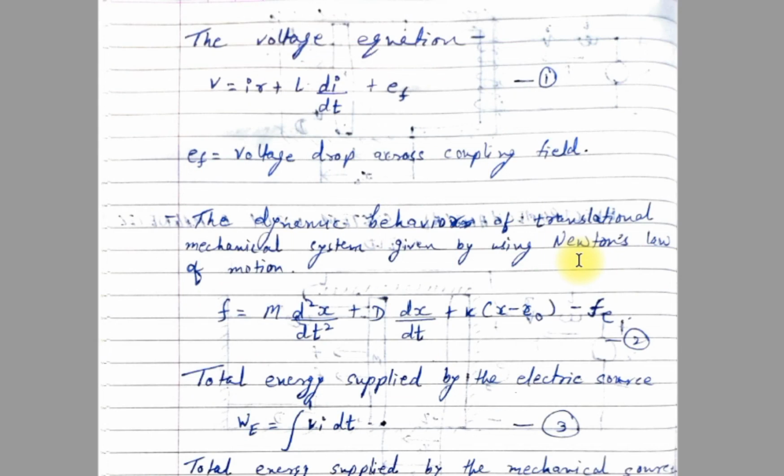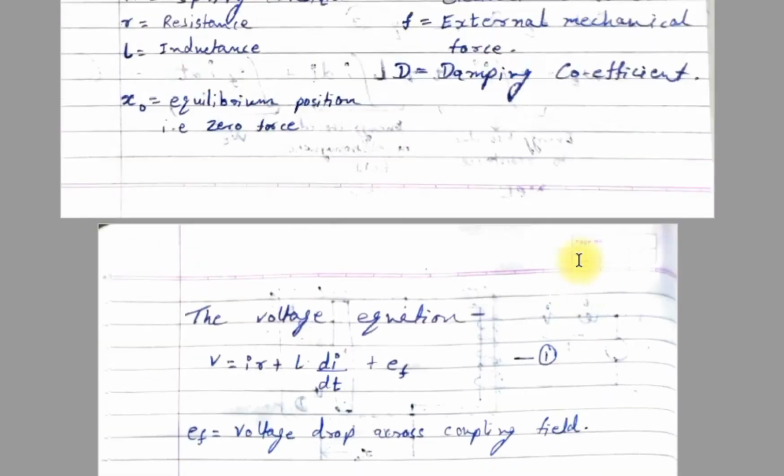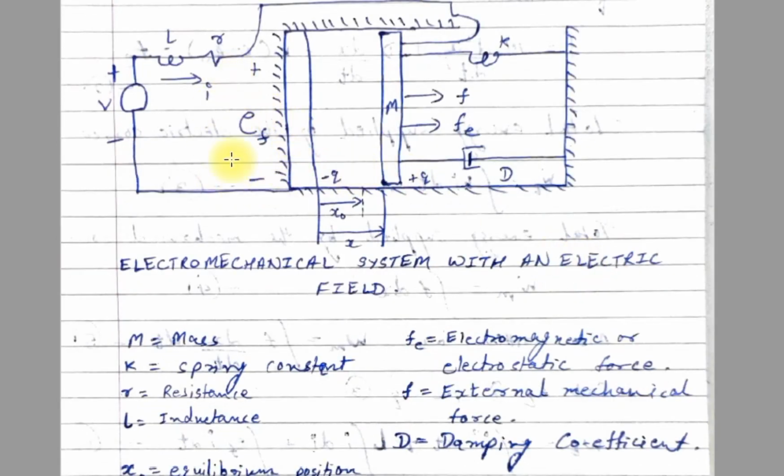Okay, so now let us have a look at certain equations. Since we have already seen the figure, let us try to form this figure in terms of equation. As we had seen that we already have a voltage source, the voltage equation could be written as IR plus L into di by dt plus EF. Now EF is nothing but the voltage drop which happens across the field winding. So EF is the term which you can see in the second figure, that is here.